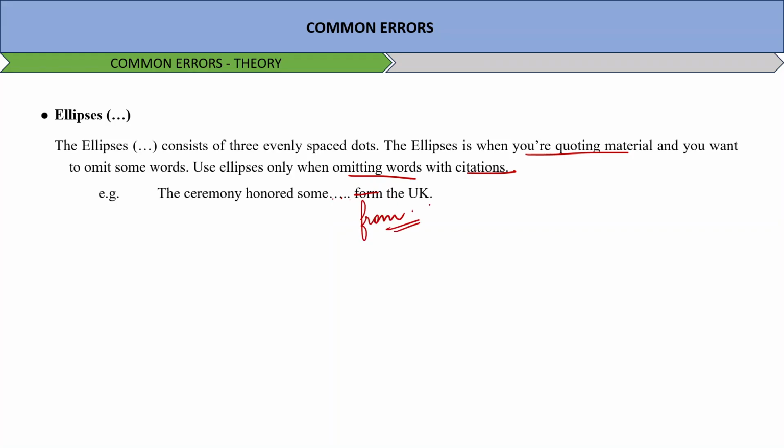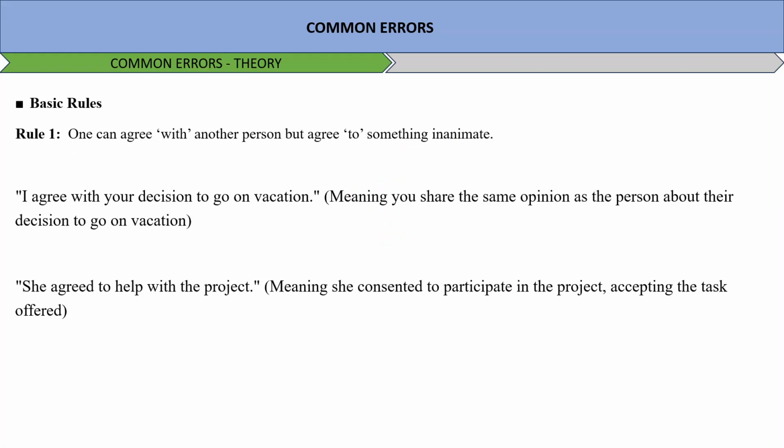Okay, so these are some of the punctuation marks. Now let's understand some basic rules as well. One can agree with another person, but agree to with something which doesn't have life in it, something inanimate. I agree with your decision to go on vacation. Agree with a person's decision. But: she agreed to help with the project. Agreed to help with the project. So you see here, it means she consented to participate in the project, accepting the task offered.